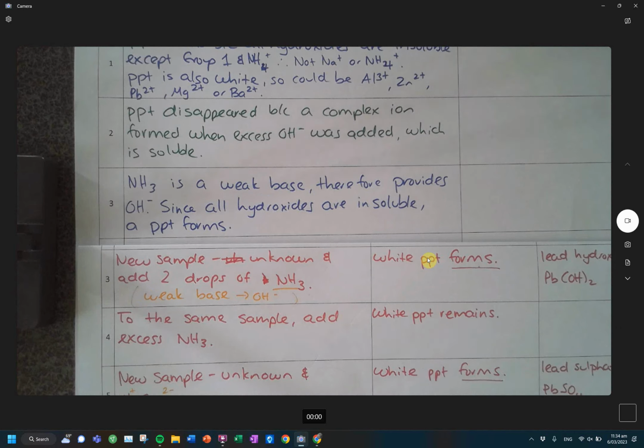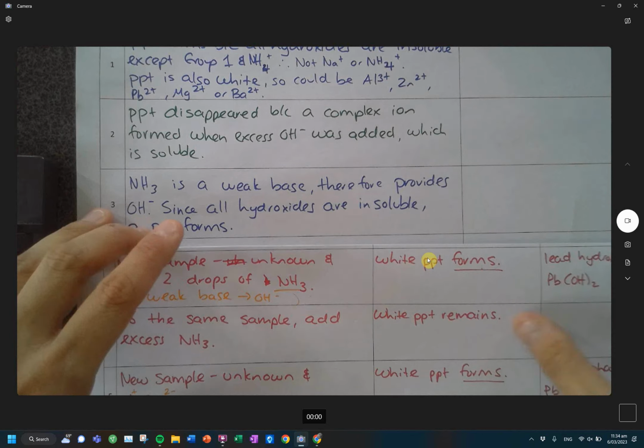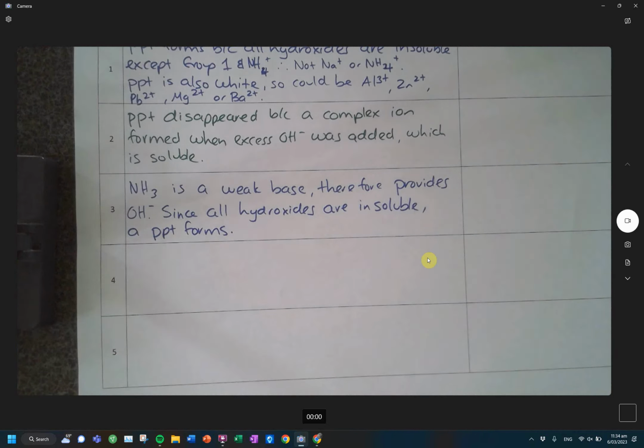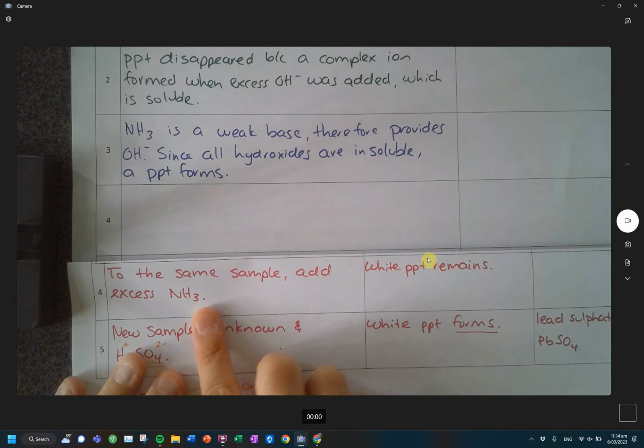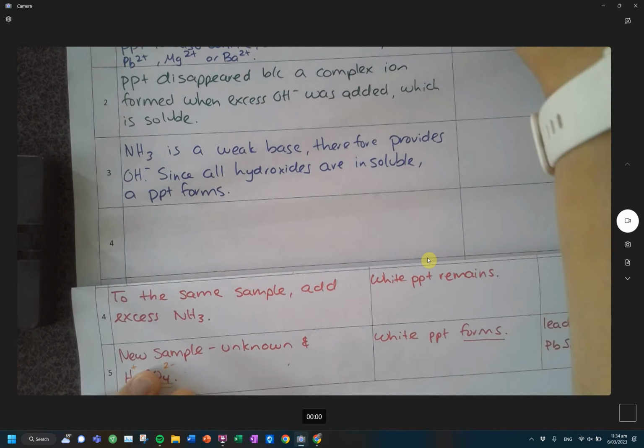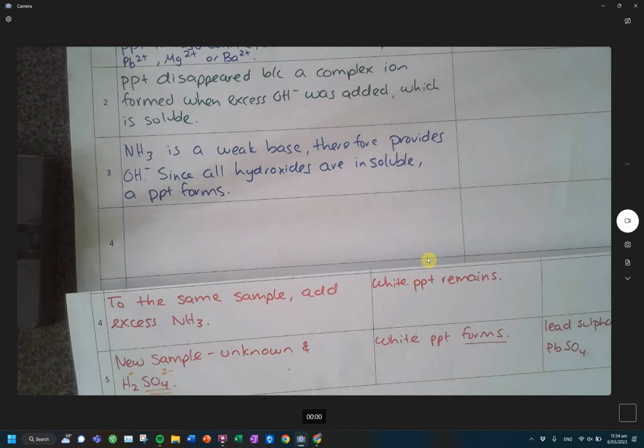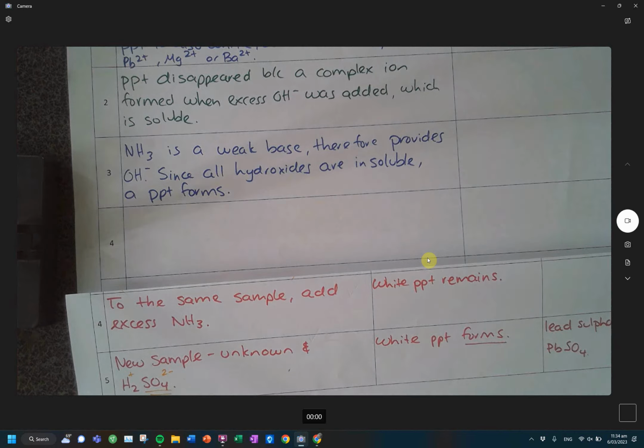Keep going. Okay. Now, for step number 4, I'm just going to fold this over so you guys can see step number 4. To the same sample, we added excess ammonia, but the precipitate remains. So again, this is now looking at our complex ion information, and this is going to go up to the excellence level if I want to explain what's going on here.